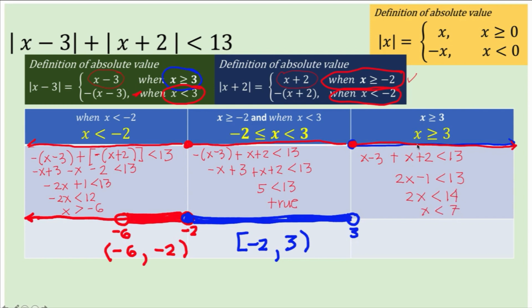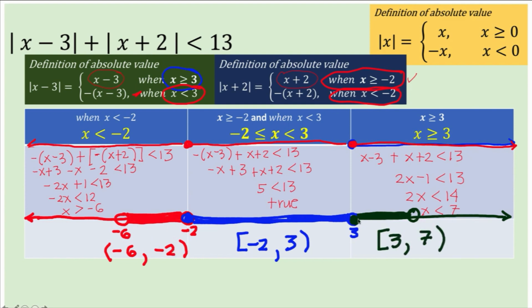Now, for the interval x is greater than or equal to 3, let's solve this inequality. We have x plus x is 2x, -3 plus 2 is -1, less than 13. Add 1 to both sides to get 14, then divide by 2, x is less than 7. Now, for the graph, our condition is x is greater than or equal to 3. So 3 is included, and we go to the right. And the solution set is x less than 7. So we can locate somewhere here 7, open interval, and we shade going to the left, and get the intersection with our condition. So the interval therefore is from 3, closed interval, up to 7, open interval.